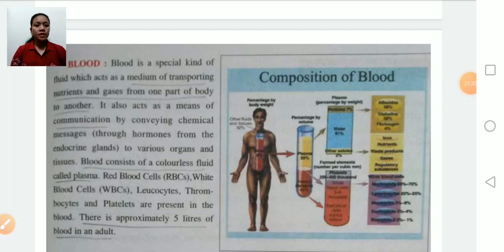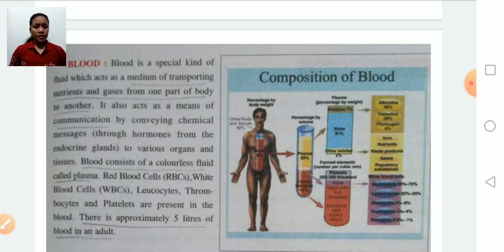Blood is a special kind of fluid which acts as a medium for transporting nutrients and gases from one part of the body to another. It also acts as a medium for communication by conveying chemical messages through hormones from the endocrine glands to the various organs and tissues.